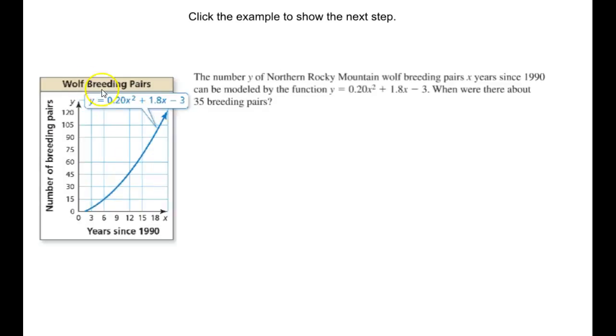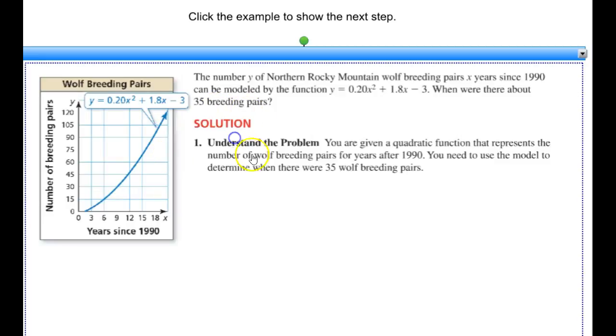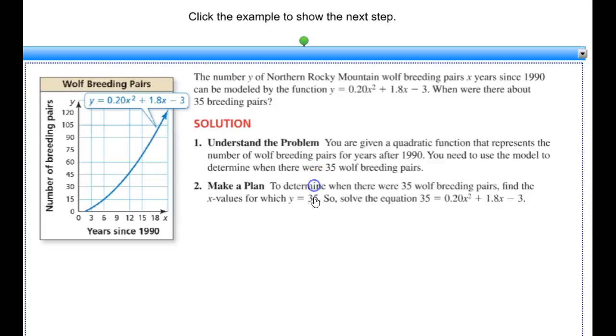So now let's look at a real world problem. The number y of northern Rocky Mountain wolf breeding pairs x years since 1990 can be modeled by this function. And I'm given the graph of this function as well. When were there about 35 breeding pairs? Well, I'm given a quadratic function, and I have to figure out when, so my x, when there were 35 pairs. So I can go ahead and substitute that 35 for y, and then I'm going to solve for my x.